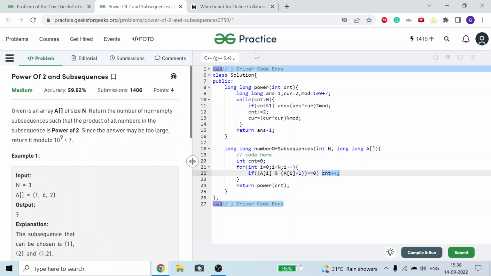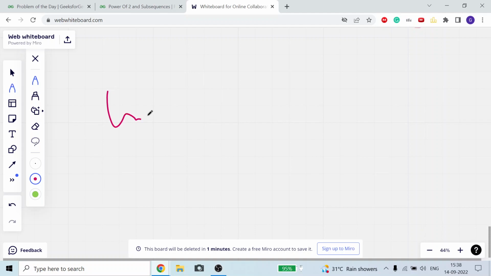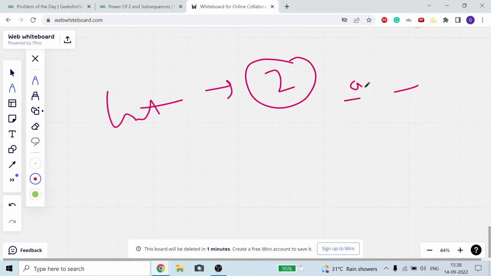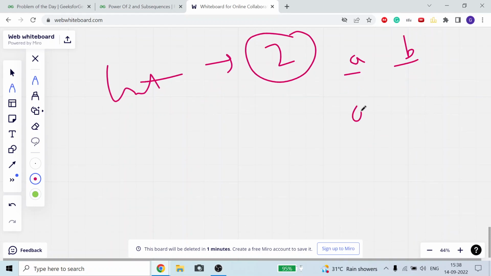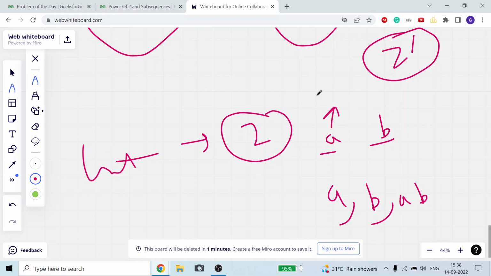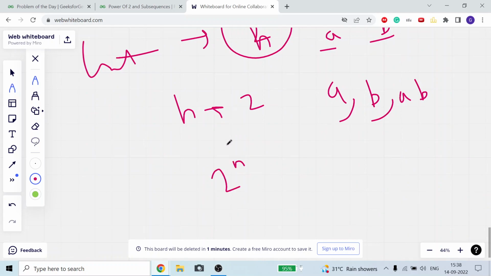Okay guys, now suppose my count is equal to 2, then it means I have two numbers a and b which are powers of 2. So the total subsequences are a, b and ab. Means I have two choices for each: I can take it, I can not take it. So if I have count equal to n, then for each of the n I have two choices. So the total number of choices is 2 raised to the power n. So the total number of subsequences formulated is 2 raised to the power n.